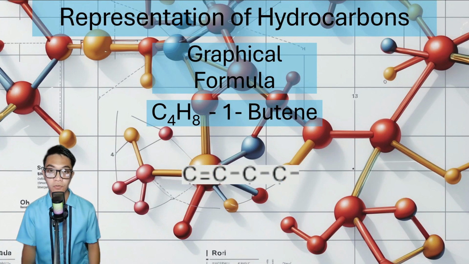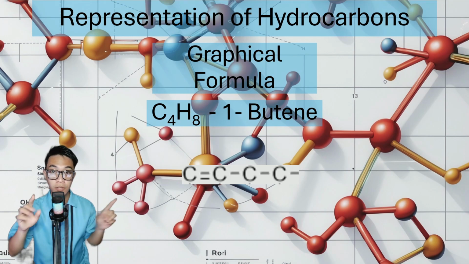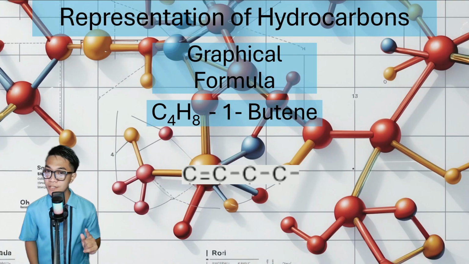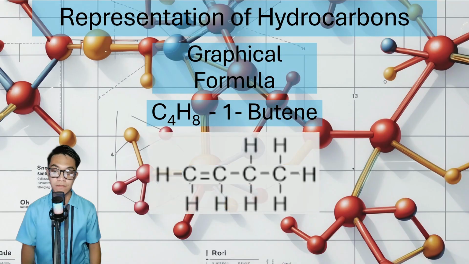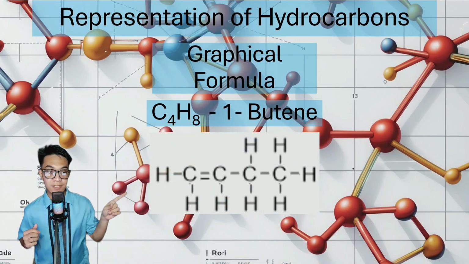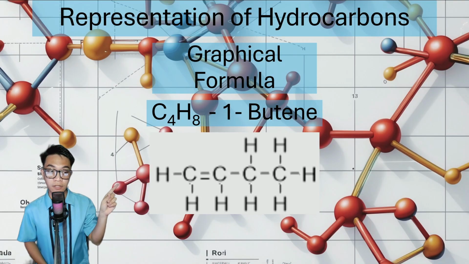First step, we have to write all the 4 carbon atoms and connect them with each other. In this case, take note, our double bond is located in the first carbon connected to the second carbon. Next, let's fill up all these carbons with their respective hydrogen atoms. As I've mentioned earlier, carbon can only have a maximum of 4 bonds or basically 4 lines in a graphical formula. And the double bond is located in the first carbon connected to the second carbon.